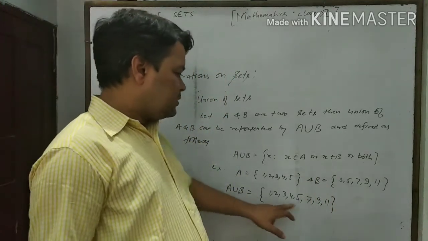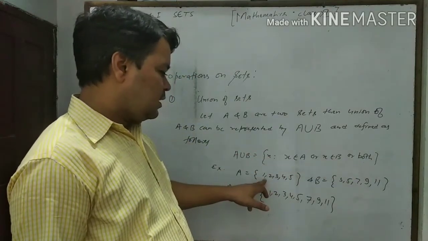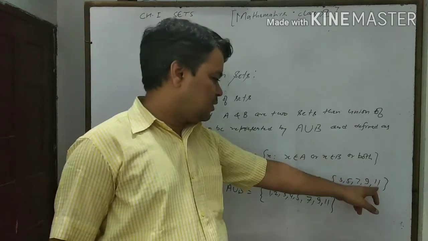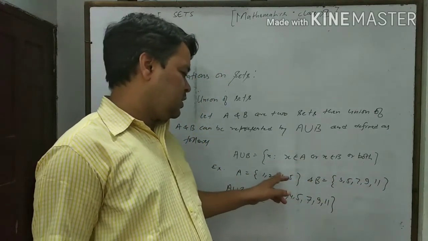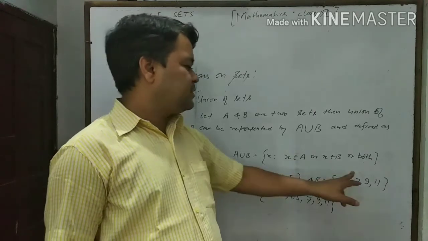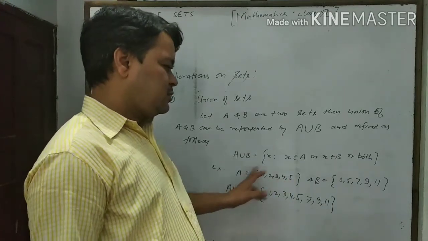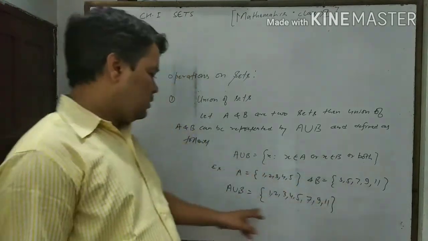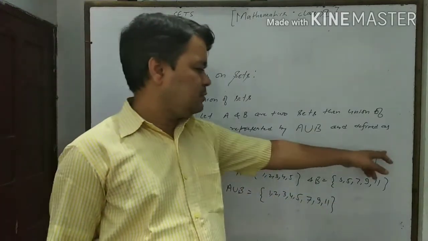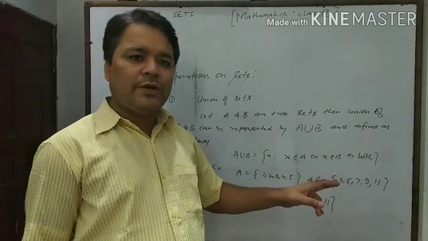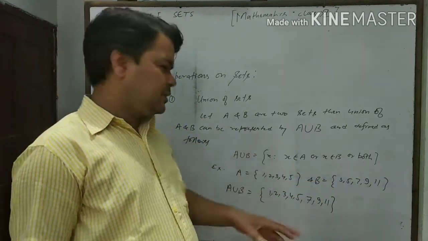This A union B is according to our definition. It should be either in A or in B, just like 11, only in B, or both, just like 3 here, that is 3 in set A also and in set B also, and 5 also, 5 in set A also and in set B also. Therefore, this is A union B, which is satisfied by this definition. With the help of a Venn diagram, how can we represent A union B?